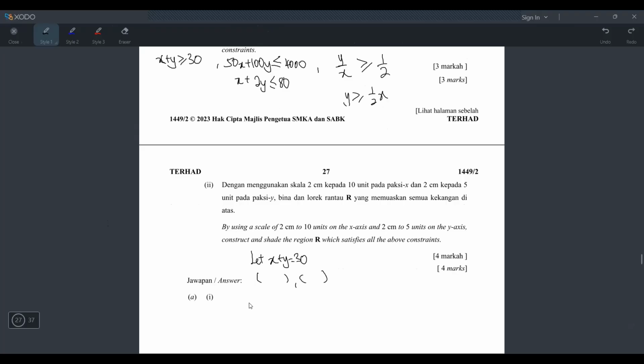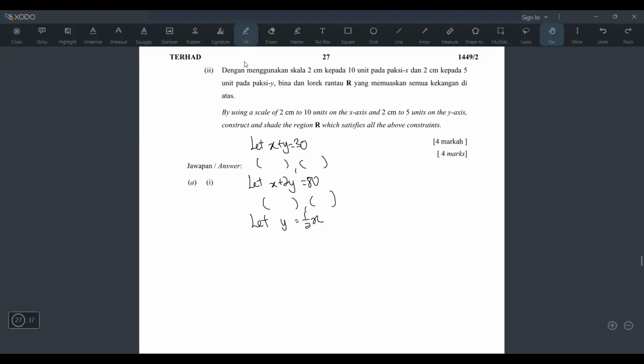For the second equation, let x plus 2y equals 80. I'm changing this symbol to equal and also opening two brackets. And then the third line is y, change the symbol to equal, also 1 over 2x, and then also open two brackets. Why do I have to open brackets?